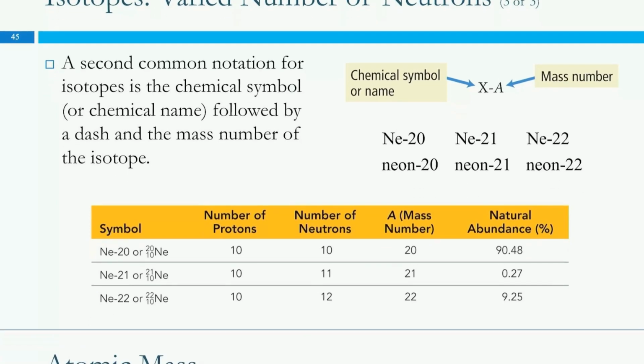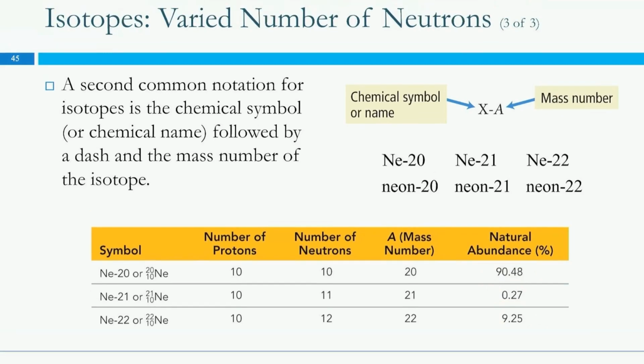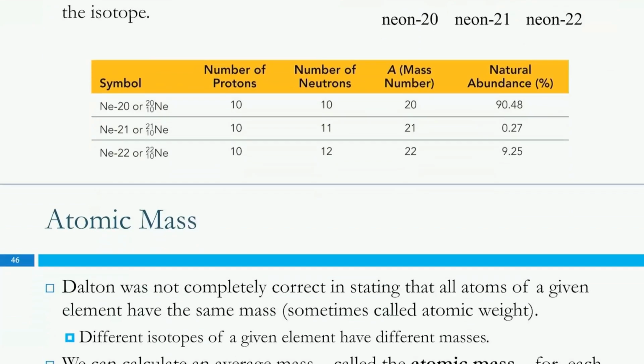And then we're also given on this little table the natural abundance, so the percent of neon in a sample of neon that would be 20, 21, or 22. You can see 90% of it would be neon 20, almost 10% is neon 22, and neon 21 is actually the smallest abundance. And those are useful for calculating atomic mass.